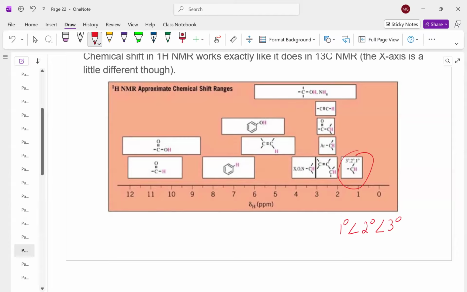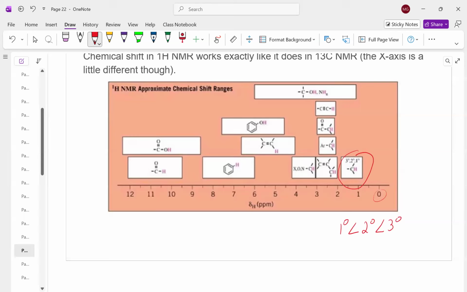Notice the scale, before I go on, is a little bit different than the scale of carbon NMR. It typically goes from 0 to, some of them stop at 12. You might see some a little bit higher, like 13 or 14, but it doesn't go into the hundreds like carbon NMR does.